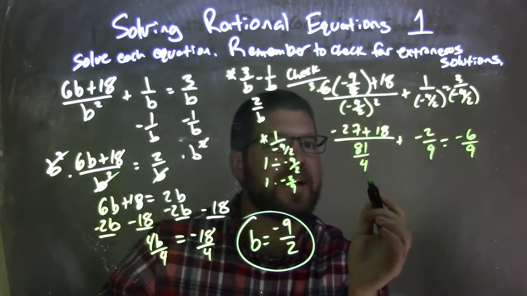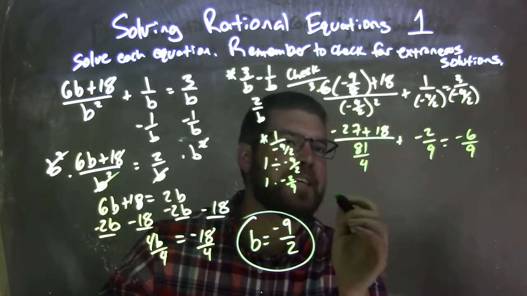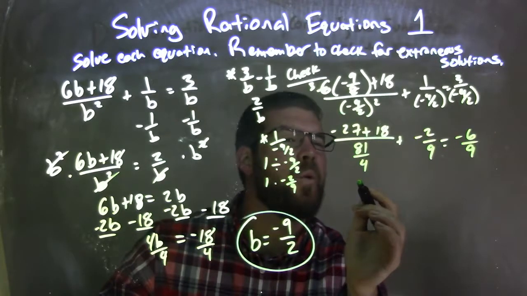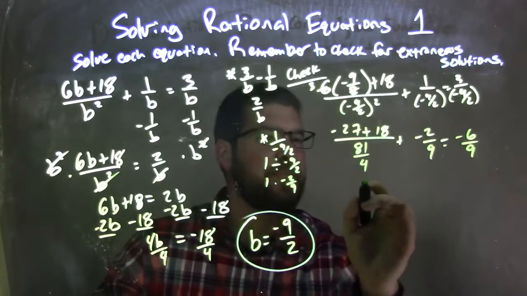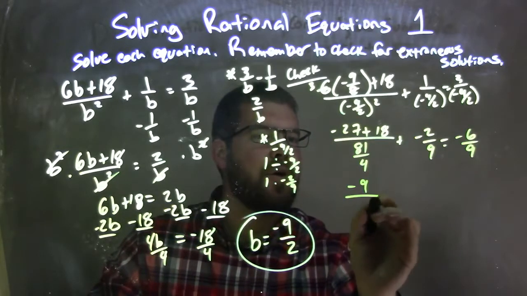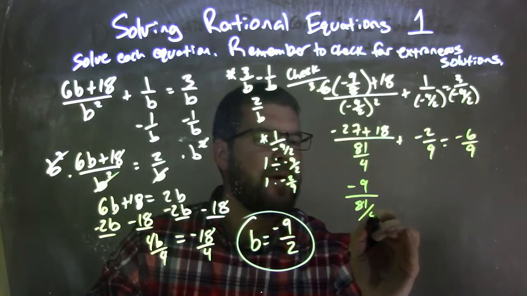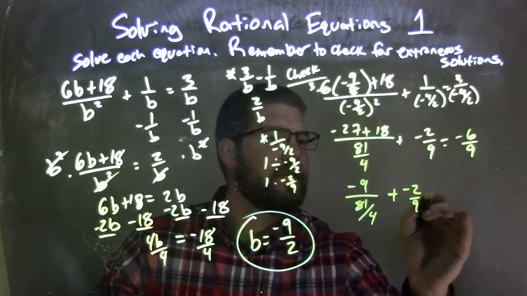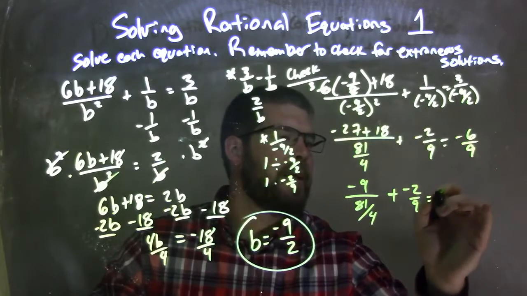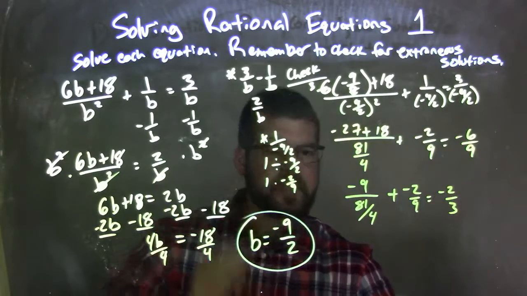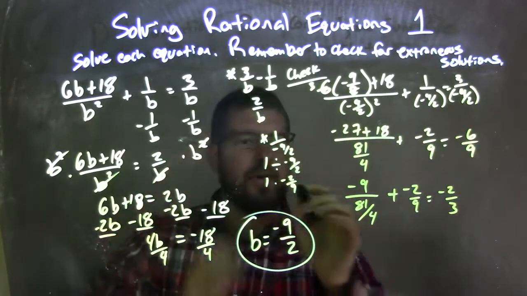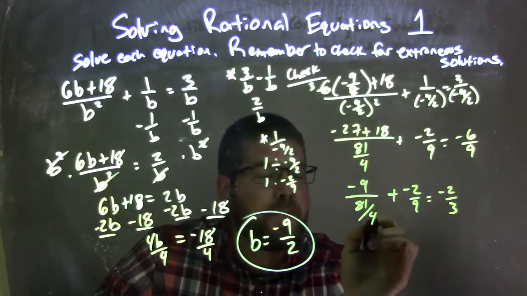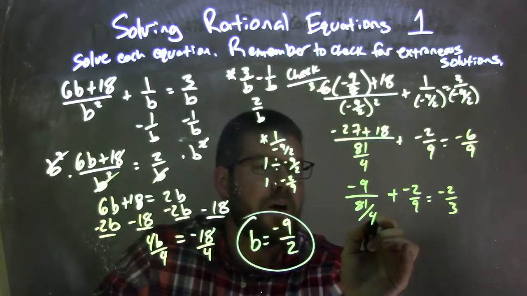What's negative 27 plus 18? Okay, negative 27 plus 18 comes out to be a negative 9. So we have negative 9 here over 81 divided by 4 plus negative 2/9 equals, we can simplify this a little bit, that's negative 2/3. Okay? So applying the same thing we did here with the division, we know that it's the same thing as negative 9 times 4.